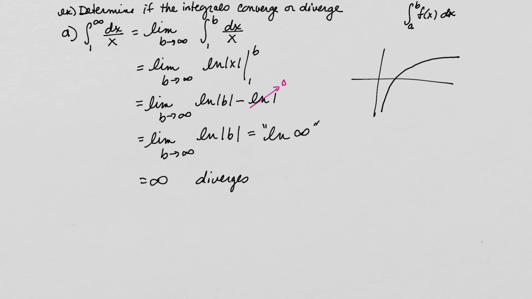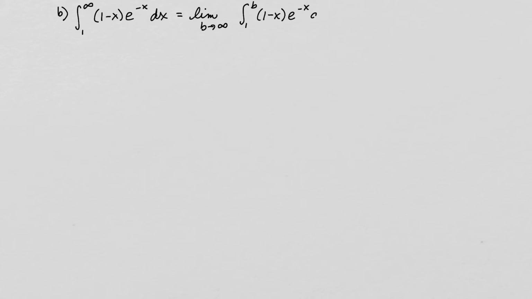Okay, so let's try another one. So b, the integral from 1 to infinity of 1 minus x e to the minus x dx. So again, that issue is that infinity. So I'm going to replace it with the limit as b approaches infinity of the integral from 1 to b of 1 minus x e to the minus x dx.